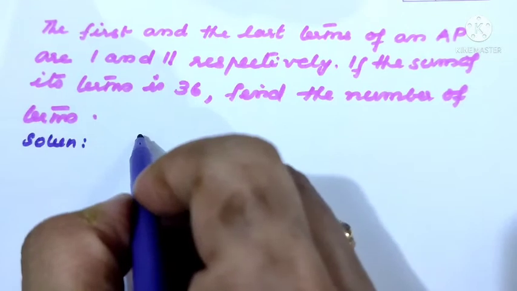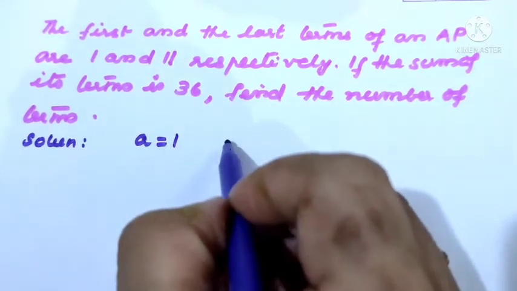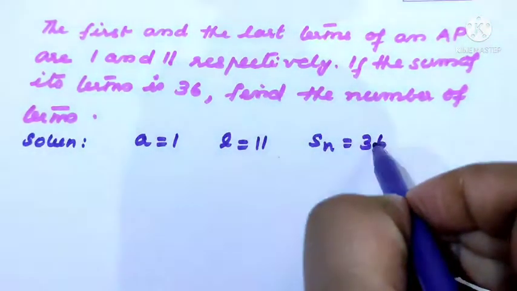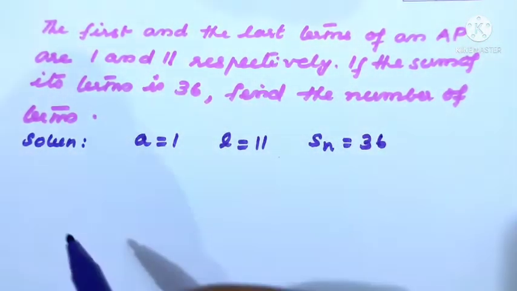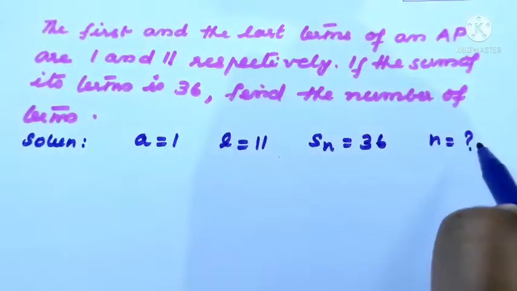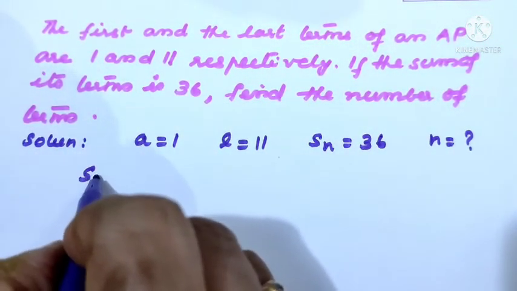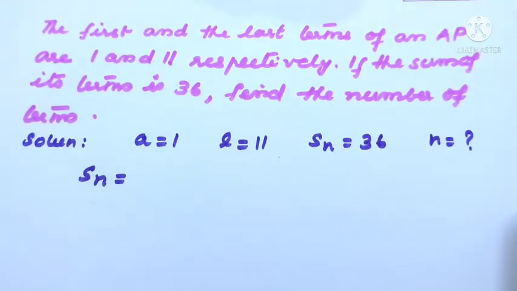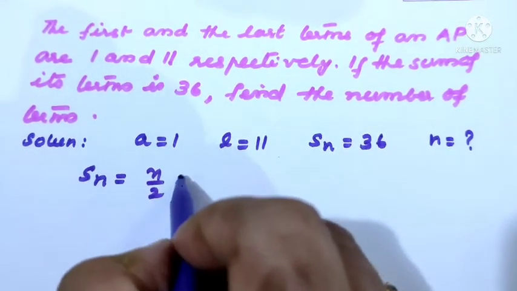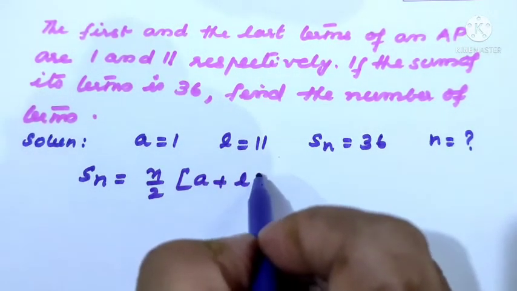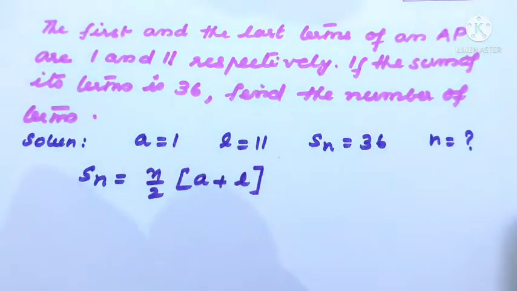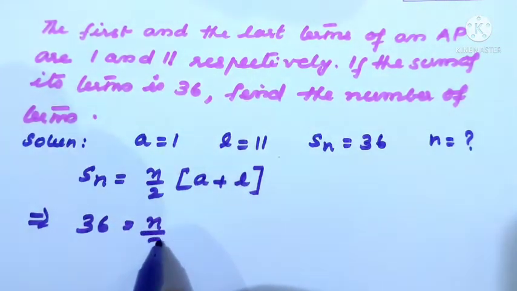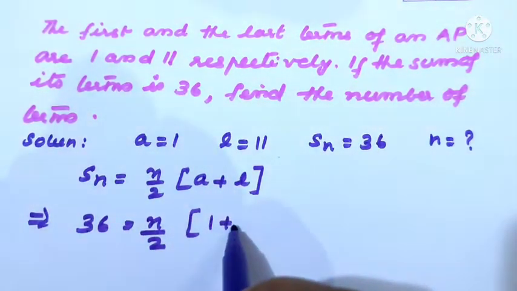The first and the last term, so a equal to 1, l equal to 11, Sn equal to 36, right? That is given in the question. Find the number of terms, that is n is the question mark. So for Sn we have two formulas, one is n by 2 bracket 2a plus n minus 1 into d, and another one is n by 2 bracket a plus l, because it is clearly mentioned in the question the first term and the last term. So Sn equal to 36, n we don't know, by 2, a is 1 plus 11.